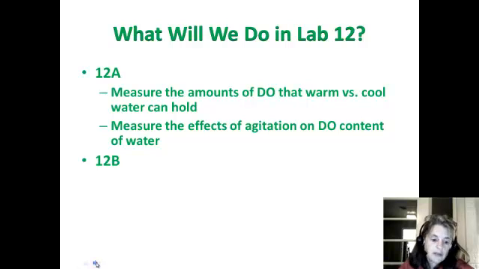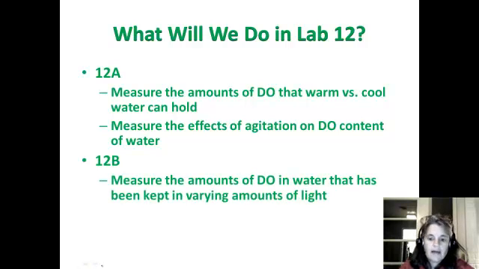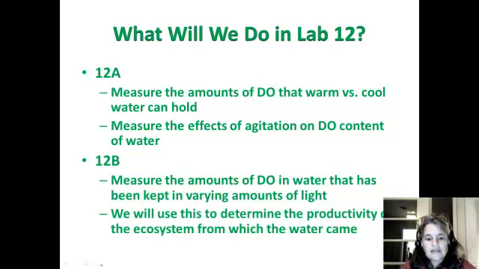12B is going to actually look at productivity, meaning we are going to have actual water from a pond that has hopefully living critters in it, and we are going to measure how much dissolved oxygen is in that water after we do a little something to the water, and that is holding it in different amounts of light overnight. And so we will measure the dissolved oxygen that is produced in each water sample, and that will tell us how productive the water is based on how much light is there.